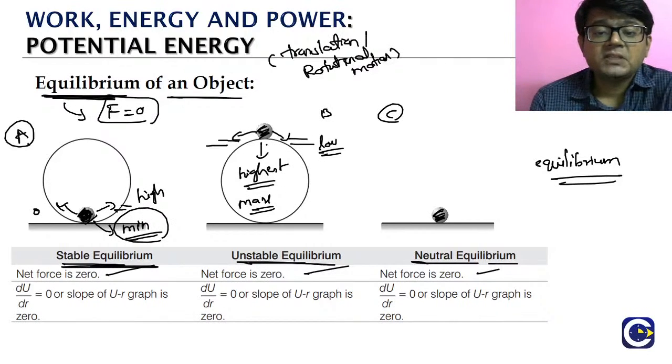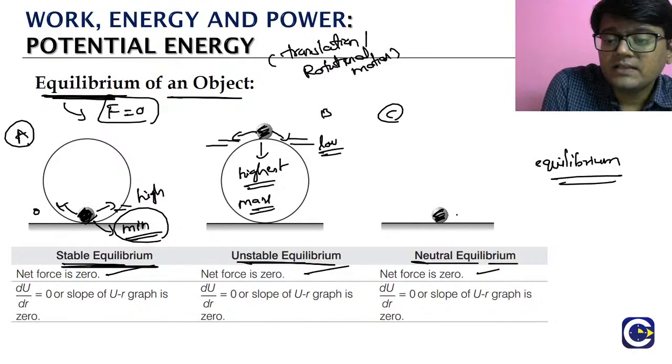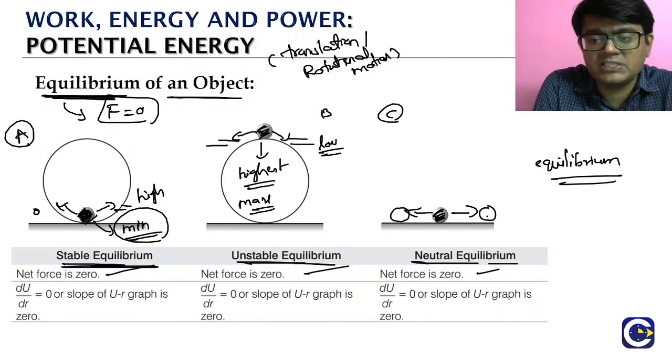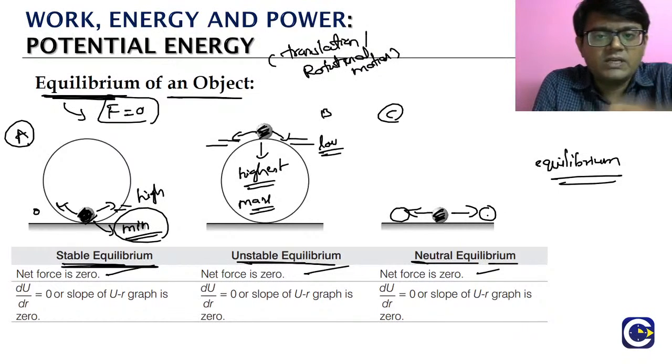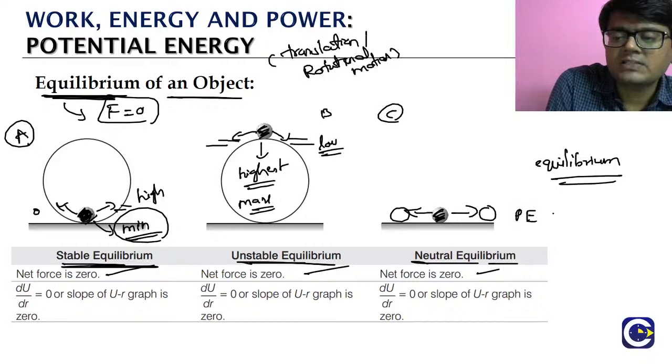So in equilibrium case A, the potential energy of the object is minimum. In case B, the potential energy of the object is maximum at the equilibrium position. In case C, if you give some disturbance, it will go either to the right side or the left side. Is the potential energy changing? Here, when we say potential energy, we are talking about gravitational potential energy. If it moves on the horizontal surface, there is no vertical separation, so the potential energy will remain constant.